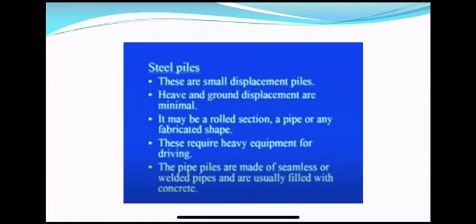Let us see the salient features of steel piles. These are small displacement piles. As we have seen, wherever we have to minimize vibration and disturbance, we use small displacement piles, and usually they are called steel piles. Heave and ground displacements are minimal in this case. It may be a rolled section, a pipe, or any fabricated shape. You know that different I sections and H sections are available. They can be used as steel piles.